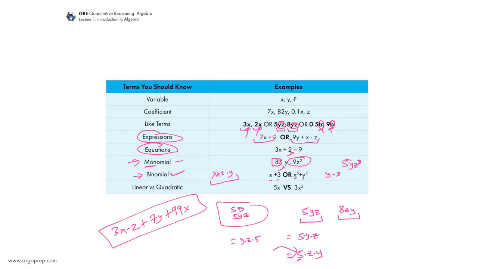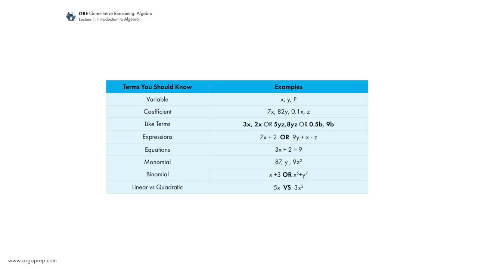And of course, a polynomial is an expression that has more than 2 terms. So you can have 7 terms, 6 terms, or even 3 terms. A trinomial, of course, is also a polynomial. Now, the last term we're going to review in this slide over here is going to be the terms linear versus quadratic. So in this case, we have a linear expression given here, which is just 5x.